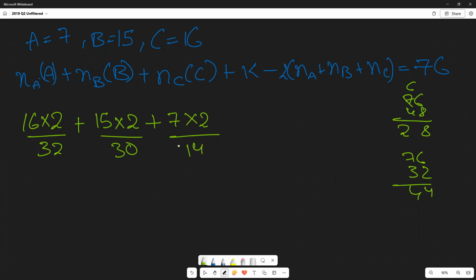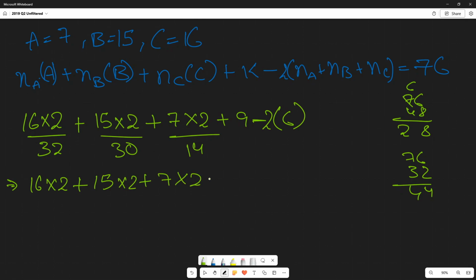This is 76. Now plus 9 minus 2 times of 6 is, this will be 12 and minus 3, right? So 16 into 2 plus 15 into 2 plus 7 into 2 minus 3, that will be 73. We are not reaching there quite yet.